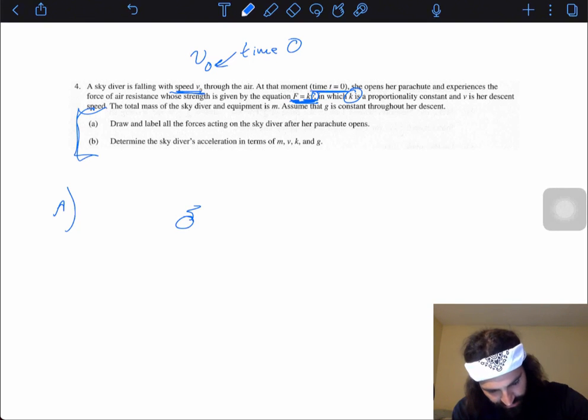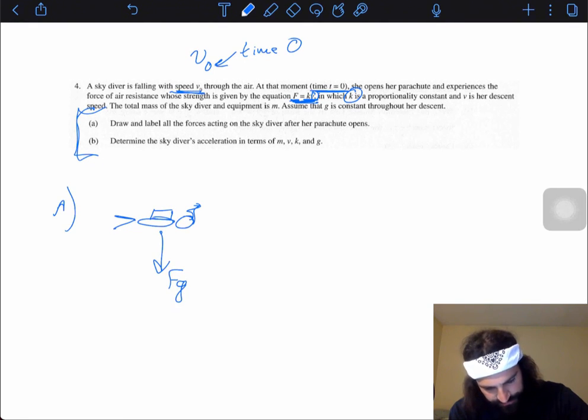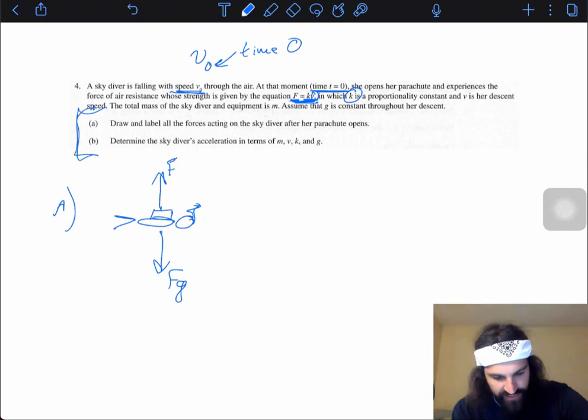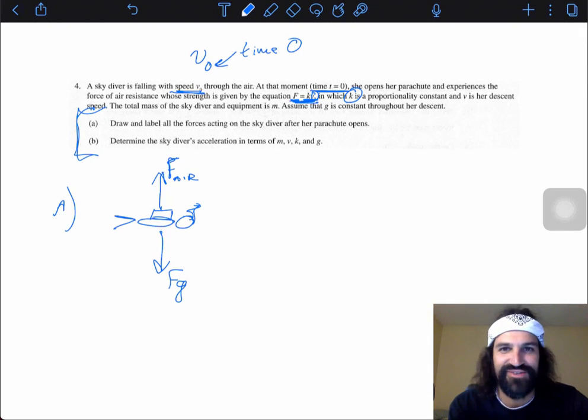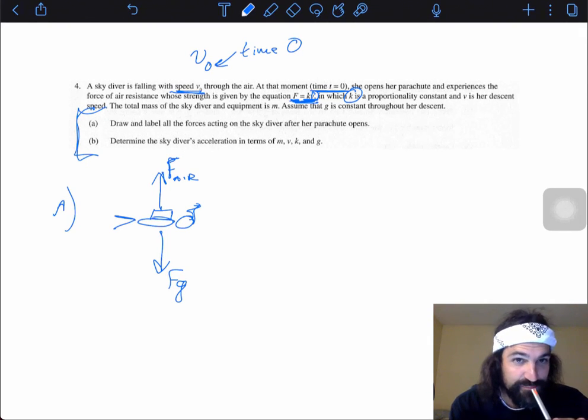So we're going to draw her flying through the air with her backpack, and we have force of gravity down, and we have F up. They just called it F for air resistance. If you want to put F air, I think that's pretty fair. I think that's okay. Done.